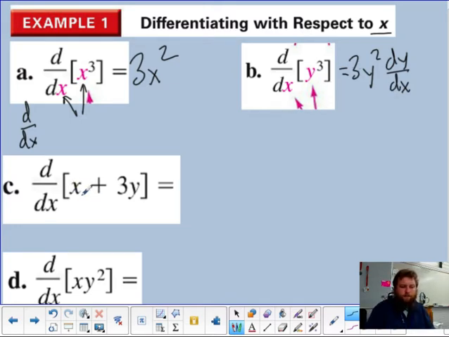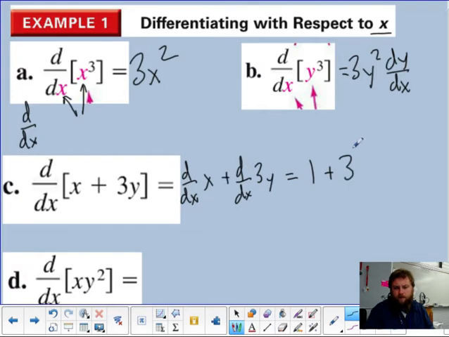Let's do part C. So it's x plus 3y. You can break that up into d of dx of x plus d of dx of 3y. You can differentiate the x, you know that's going to equal 1. But since the x's and y's don't match up, the derivative of 3y is going to be 3 times dy dx.